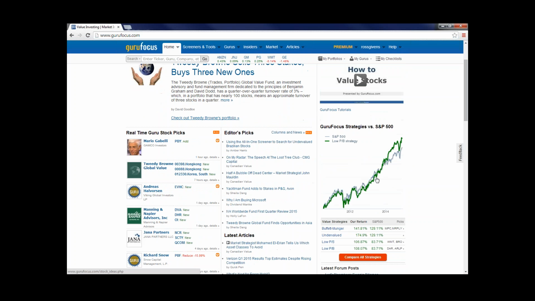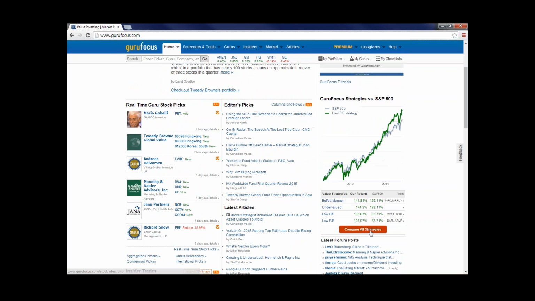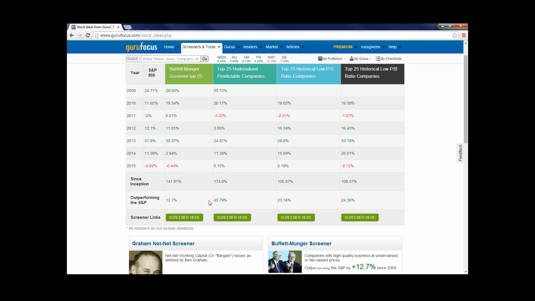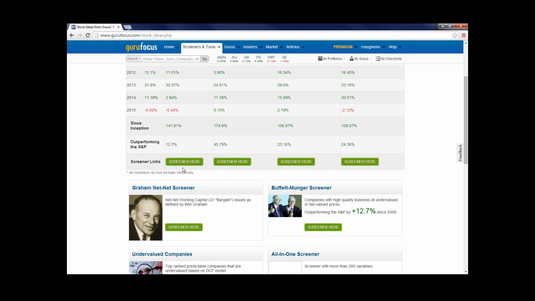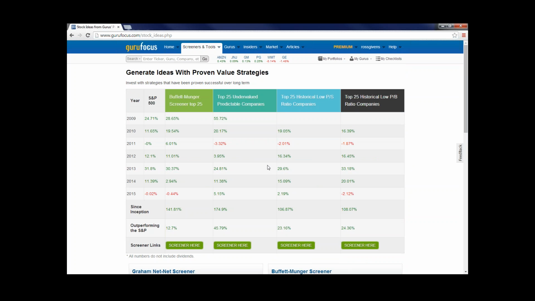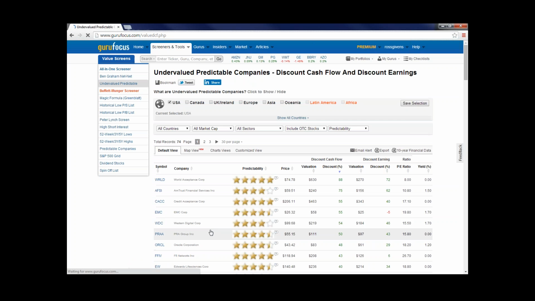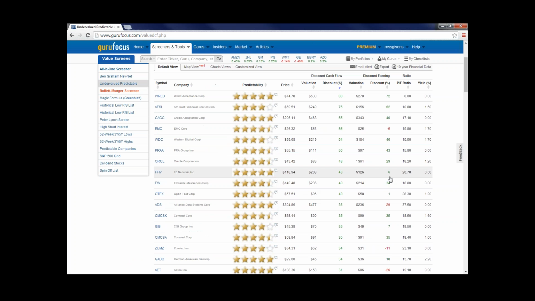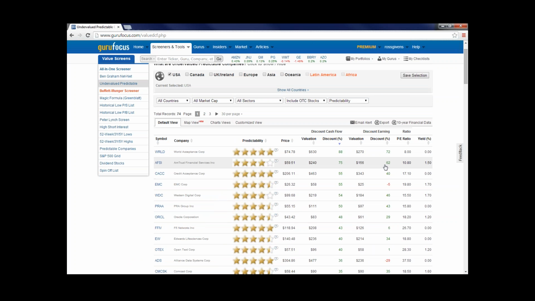If you click on compare all strategies, it'll show you exactly what they've done on an annual basis and since inception. And you can click on the link to these. This one, for instance, outperformed the S&P by 45%. Click on that. Here's the screener. Here's the stocks. You can sort it by country, by market cap, by sector, and it's going to give you some really, really good stocks to start looking at.